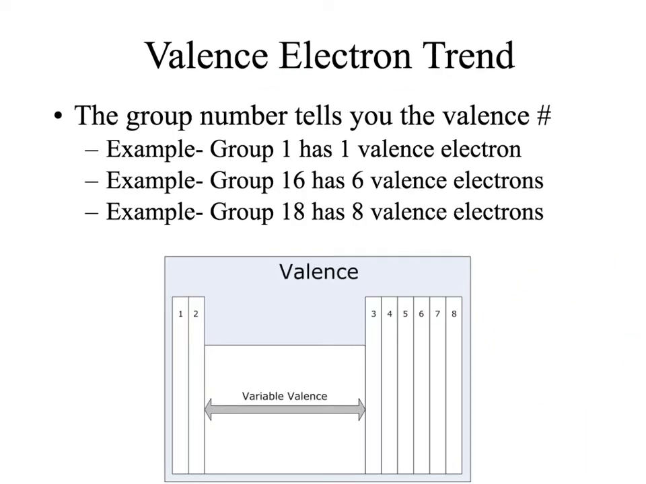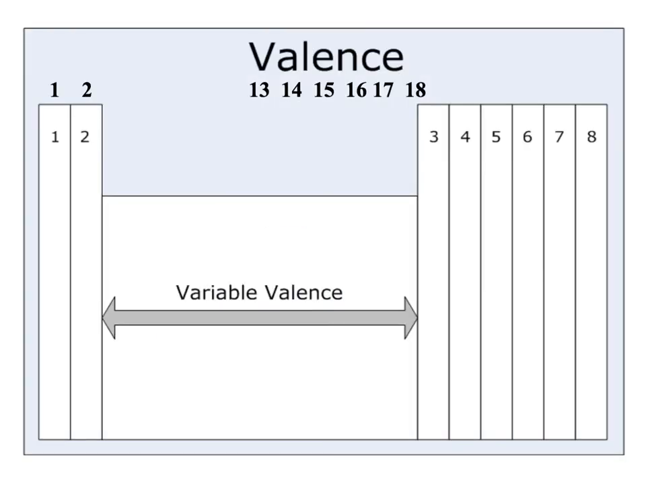If you take a look at the trend, group number 1 has 1 valence electron, group number 2 has 2 valence electrons, group 13 has 3, 14 has 4, etc. So just drop the teen and you can know how many electrons there are in that outer shell. 8 is the magic number that we're looking for. Taking a closer look here, forgive me, this picture's off a little bit. This is group 13, this is group 14, 15, 16, 17, and 18. So the group number can help you figure out how many valence electrons.